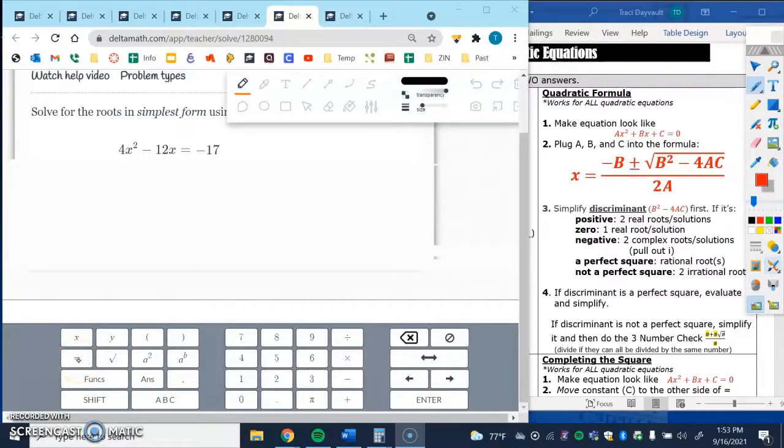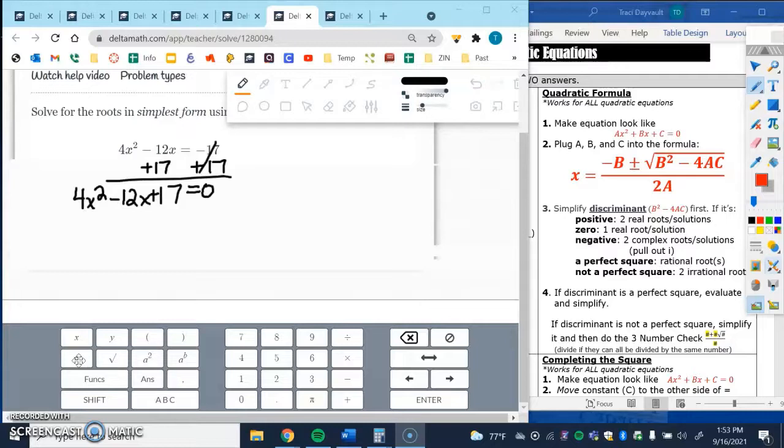First step is to make the equation look like this, which it's close but doesn't quite look like that. What do I still need to do? I would add 17 to both sides to try to get it to equal 0. So now I have 4x squared minus 12x. And can I combine that 17 with anything? No, I can't. So I'm just going to do 4x squared minus 12x plus 17 equals 0.